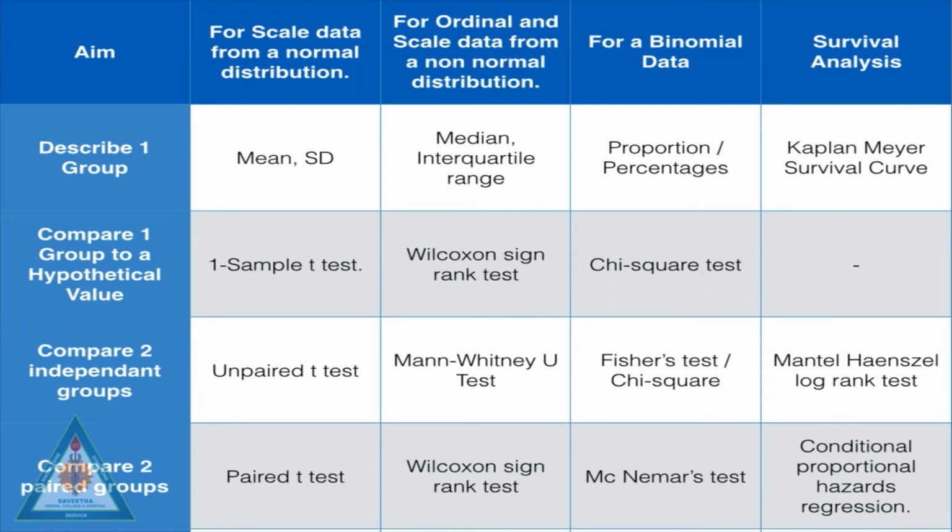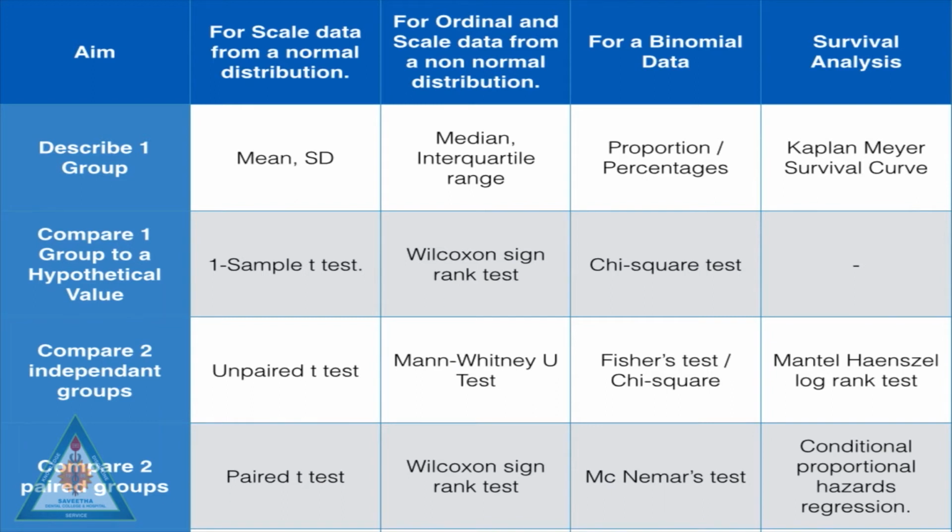If you want to compare one group to a hypothetical value, a one sample t-test can be used for scale variables, a Wilcoxon signed rank test can be used for ordinal variables, and a chi-square test can be used for binomial variables. To compare two independent groups, we would use an unpaired t-test, and a Mann-Whitney U test if it's ordinal data, and Fisher's test or chi-square for binomial data, and Mantel-Haenszel log-rank test for survival analysis.